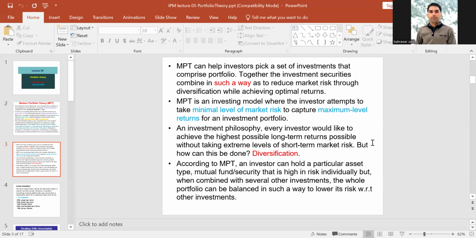MPT tells us how to select a mix of assets that reduces risk but still provides maximum optimal, or we can say good, returns. You can hold a risky stock or asset, but when it's combined with other assets, the overall portfolio risk is reduced. This philosophy aims for higher long-term return, as well as short-term return, without suffering from extreme levels of risk.